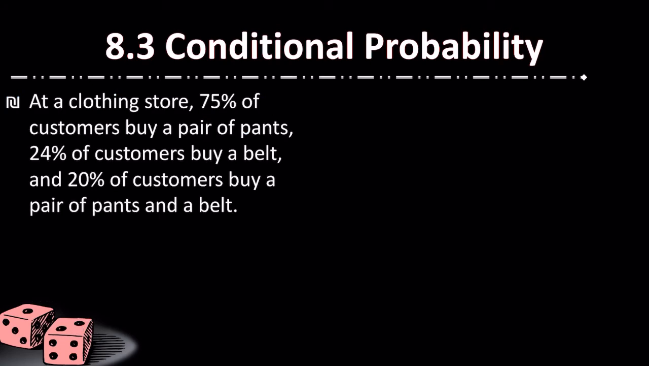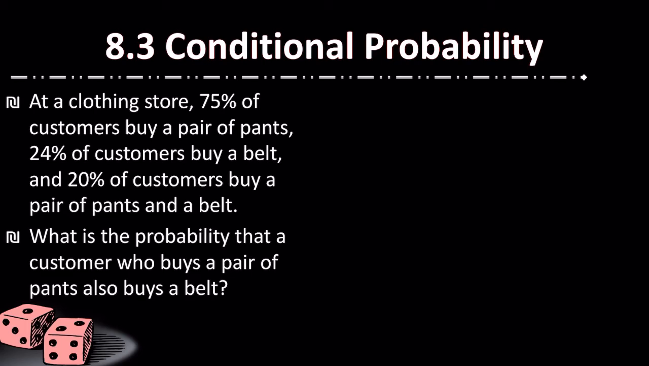Let's try another example. At a clothing store, 75% of customers buy a pair of pants. 24% of customers buy a belt, and 20% of customers buy a pair of pants and a belt. What's the probability that a customer who buys a pair of pants also buys a belt? All right, so we want the probability that we get a belt given that they bought pants.